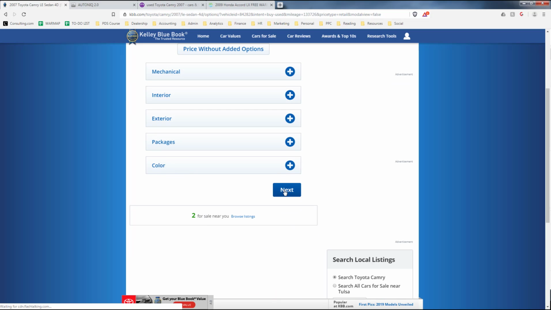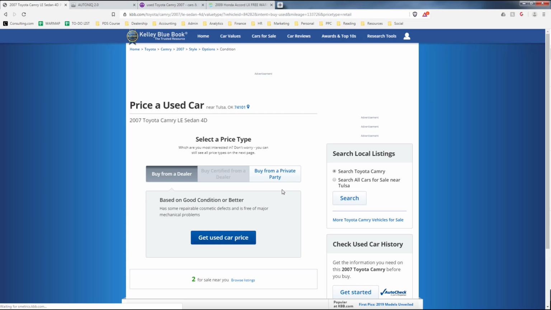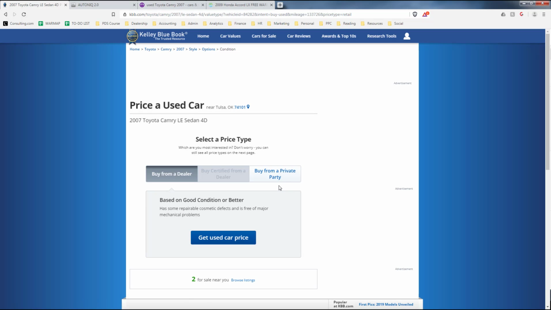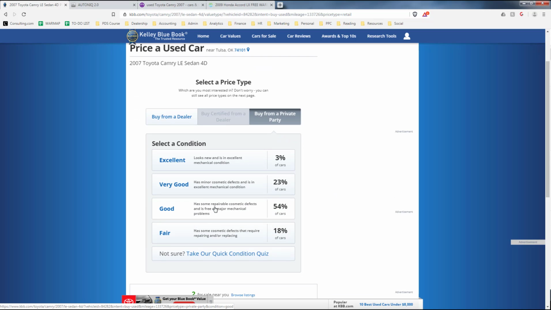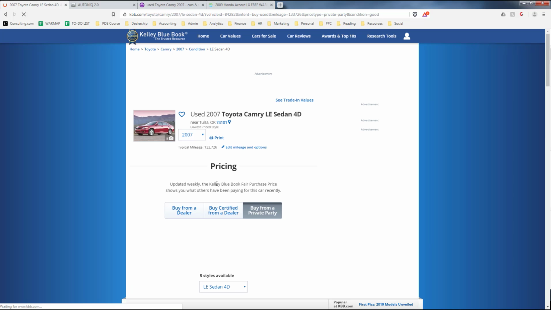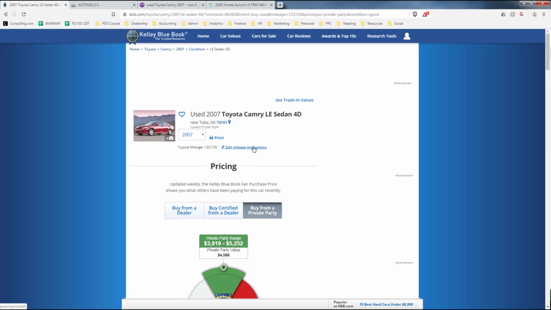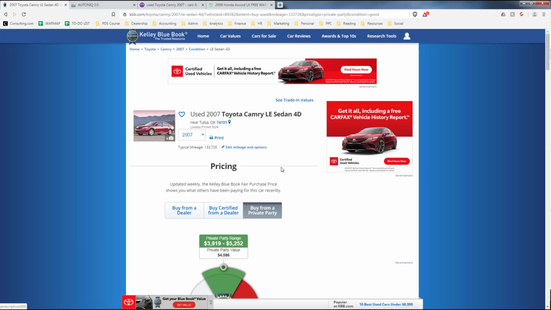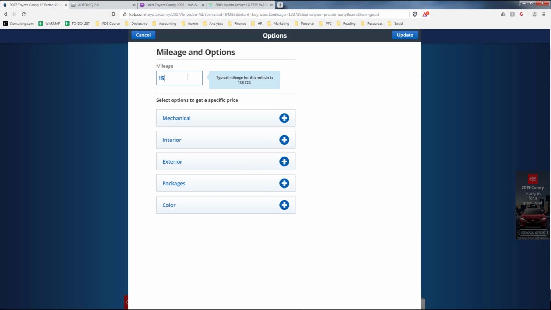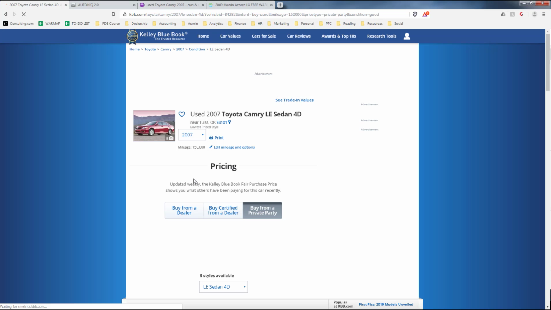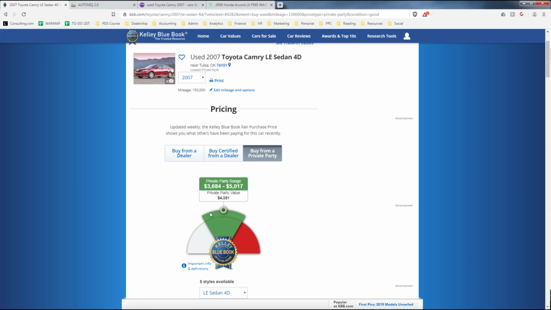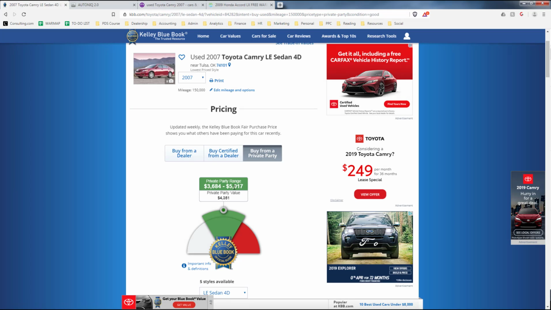It doesn't have any options. And when I use Kelley Blue Book, I do not price in options, because it just makes it that much safer of an estimate. And I always look at good, unless it's just super, super nice. Okay, so what Kelley Blue Book is telling us is 36 to 5,000. In my head I was thinking 43 to 48, so we're pretty close.